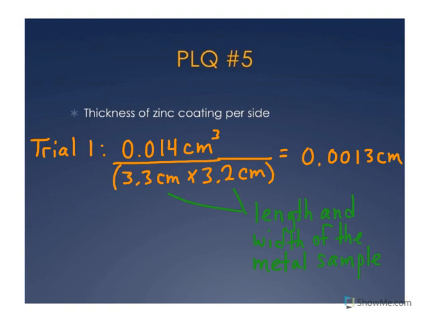Post-lab question number 5 has you solve the equation that you rearranged in number 4 for the thickness of the zinc coating per side of the galvanized iron. So what you do here is you substitute the known values for the volume per side, and that goes in the top of this equation, that is your volume, and then you divide that by the dimensions of your metal sample that you measured with the ruler.